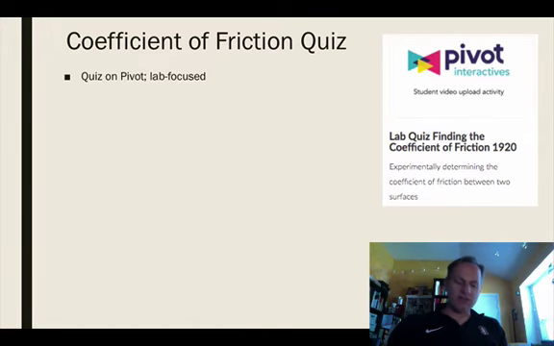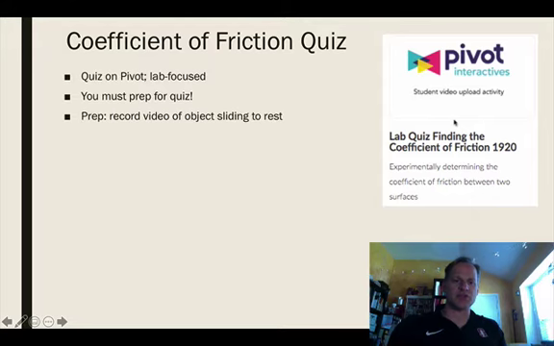It's going to be a lab-focused quiz, right? In other words, it's going to be very similar to the coefficient of friction lab that you did of the man sliding on the ice rink. But this time, you're providing the video, as you can see here in the Pivot screenshot. So what you're going to do is record video of an object sliding to rest, okay? This time, you're going to provide the video rather than Pivot.